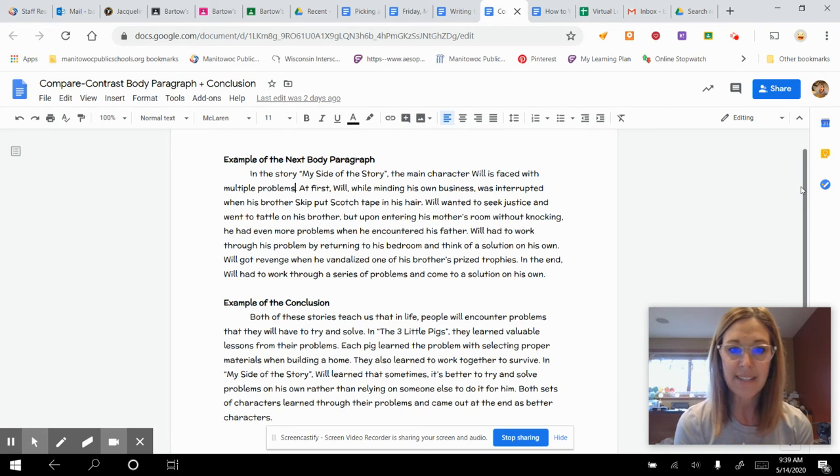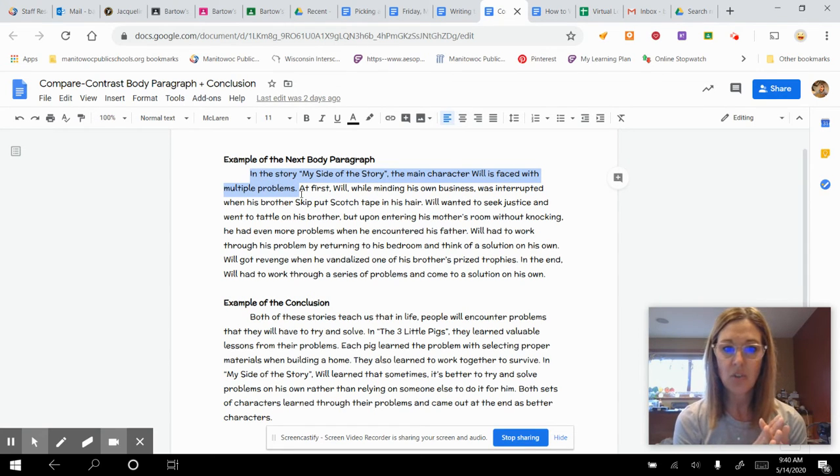You won't have access to it, but you can look at it. But here's my example of the next body paragraph. So now I'm only talking about my side of the story. My topic sentence: in my side of the story, the main character Will is faced with multiple problems. So it goes back to the theme.